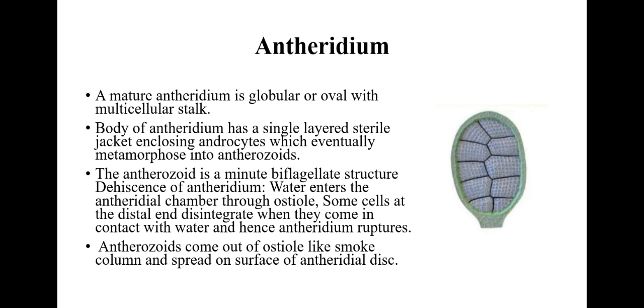Antheridium. The mature antheridium is oval with a multicellular stalk. The body has a single-layer sterile jacket enclosing androcytes, which eventually metamorphose into antherozoids. The antherozoids are minute biflagellated structures. Water enters the antheridial chamber through ostioles, and the antheridium ruptures when it comes in contact with water. Antherozoids come out of the ostiole like a smoke column and spread on the surface of the antheridial disc.